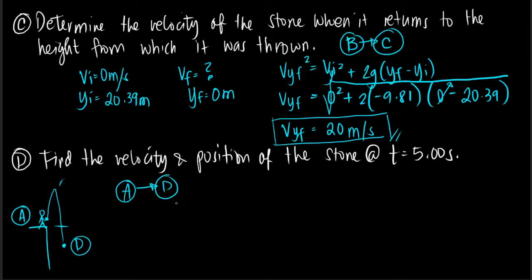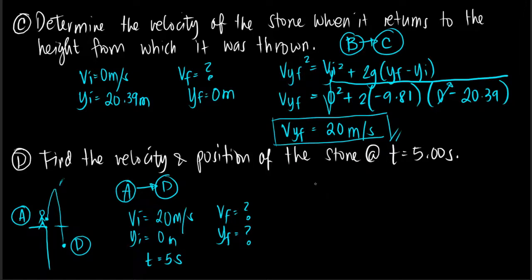Now, let's list down all the information that we know. That is, V initial is equal to 20 meters per second. Y initial is 0 meters. V final is what we are looking for. Position, which is Y final, we are also looking for. We know that time is equal to 5 seconds. Okay. Out of all the formulas, you can look back. I hope at this point you already have a list of the formulas beside you.